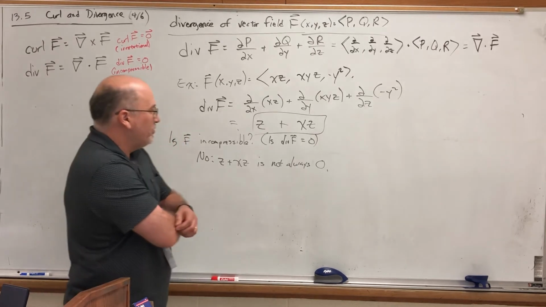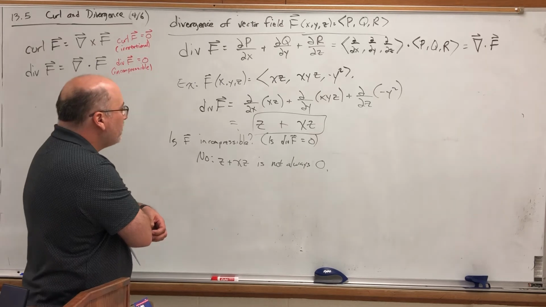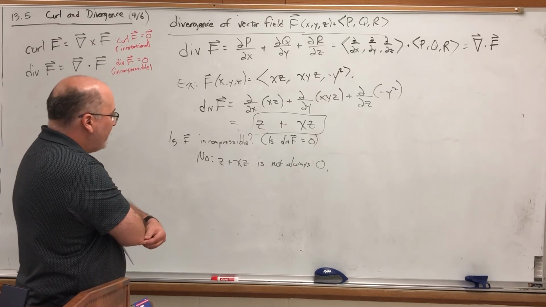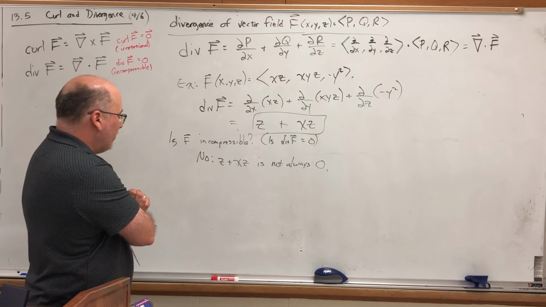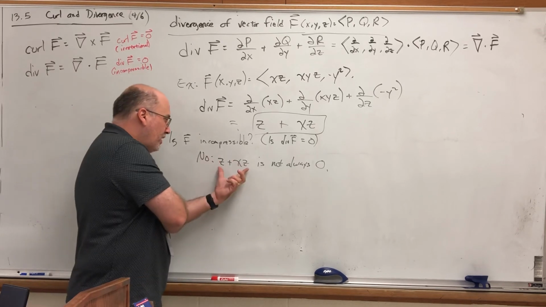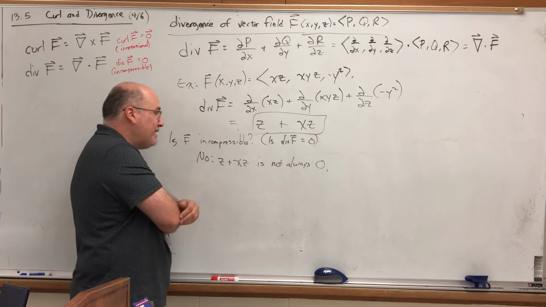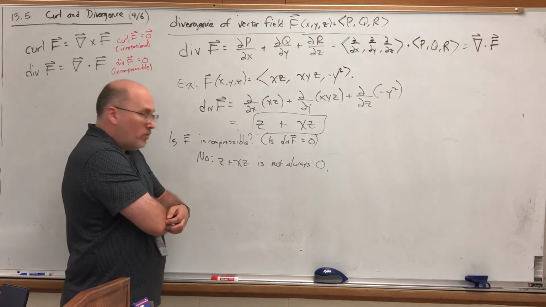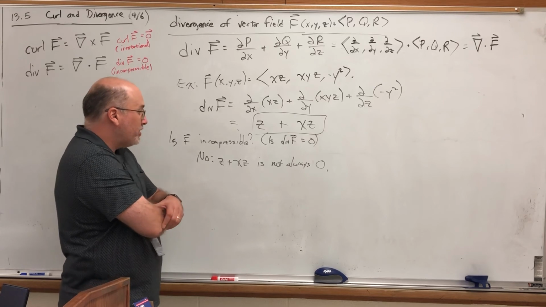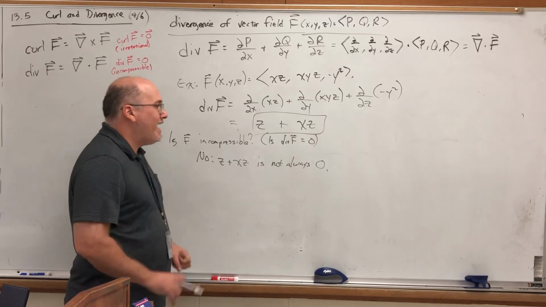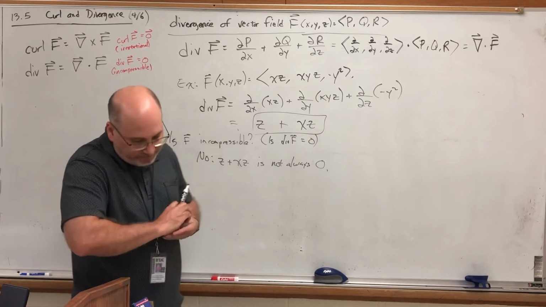It may be incompressible at certain points, so there are certain points that are not pushing fluids away. For example, at the origin, where x and z would both be 0. In fact, anywhere on the y-axis where x and z would both be 0, this particular vector field would be incompressible, meaning that no point on the y-axis is pushing fluid away from it.